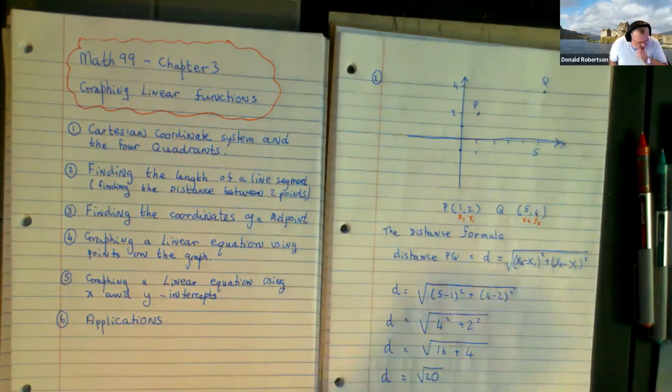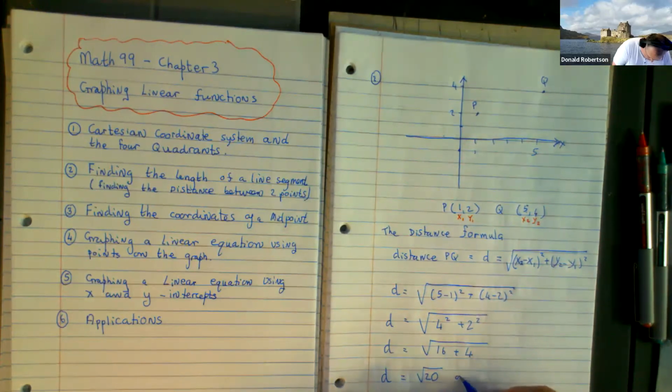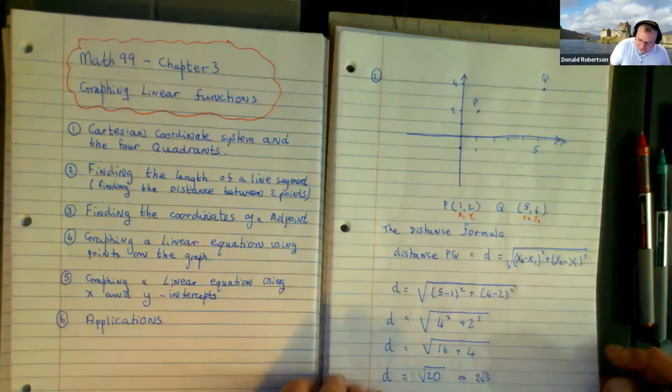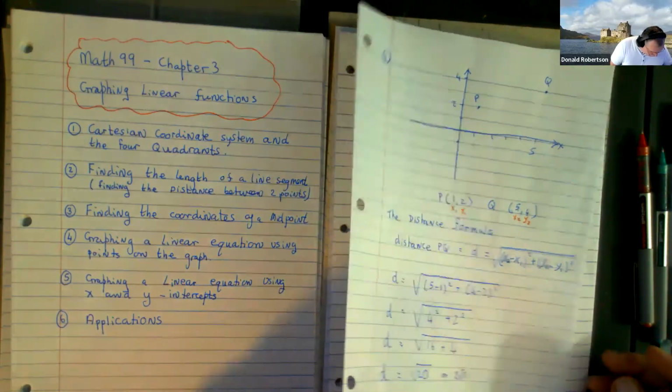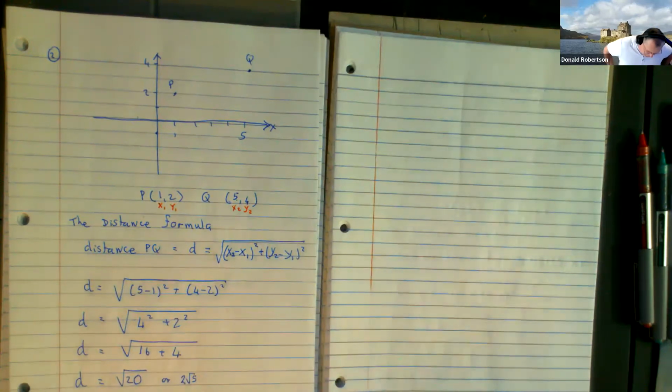You do not need to turn that into a decimal and round it off to, I think it's 4.45 or whatever. You only need to leave it as the square root of 20. Or, as you can find later on, you can actually simplify that down to 2 root 5. But right now, square root of 20 is fine. And that's called the distance formula. So if you give me any 2 points, I can tell you the distance between them, and I don't need to actually draw the thing anyway.